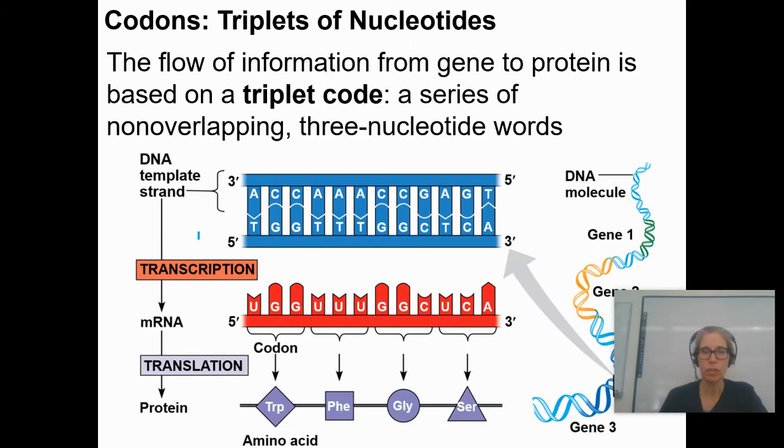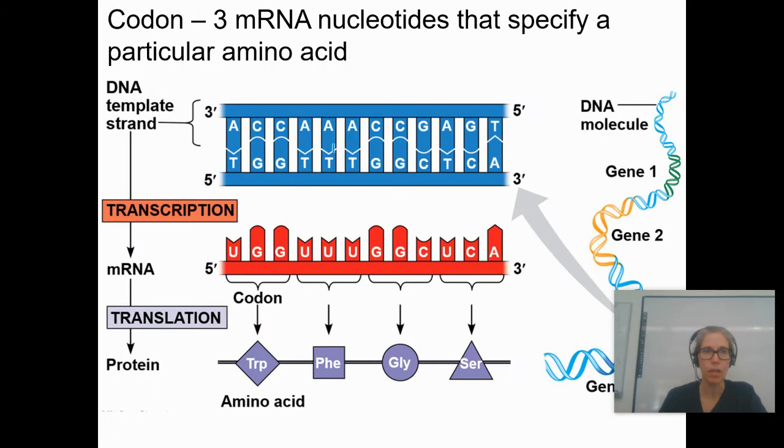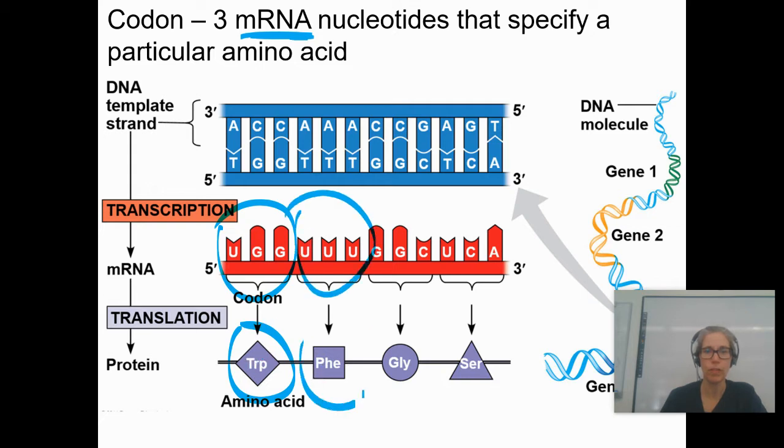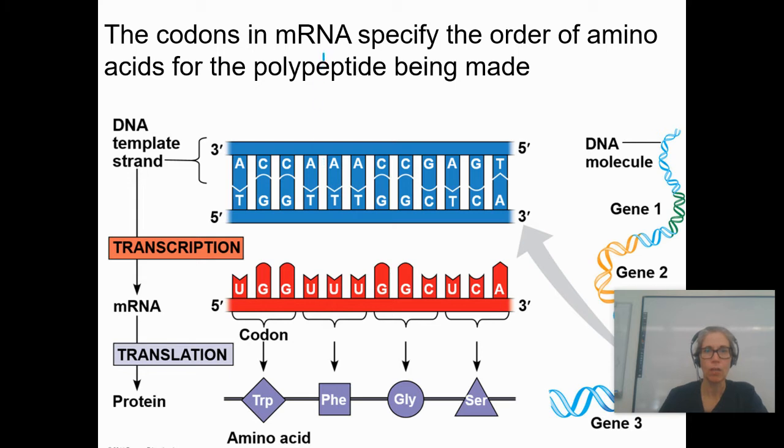First of all, the genetic code is a triplet code, which means that there are 3 letters of RNA that are read to make every amino acid. These 3 letters in messenger RNA are called a codon. So the triplet code is non-overlapping 3 nucleotide words. A codon is part of mRNA that specifies a particular amino acid. So UGG will always code for tryptophan, and UUU will code for phenylalanine, etc. The codons in mRNA specify the order of amino acids in the polypeptide.